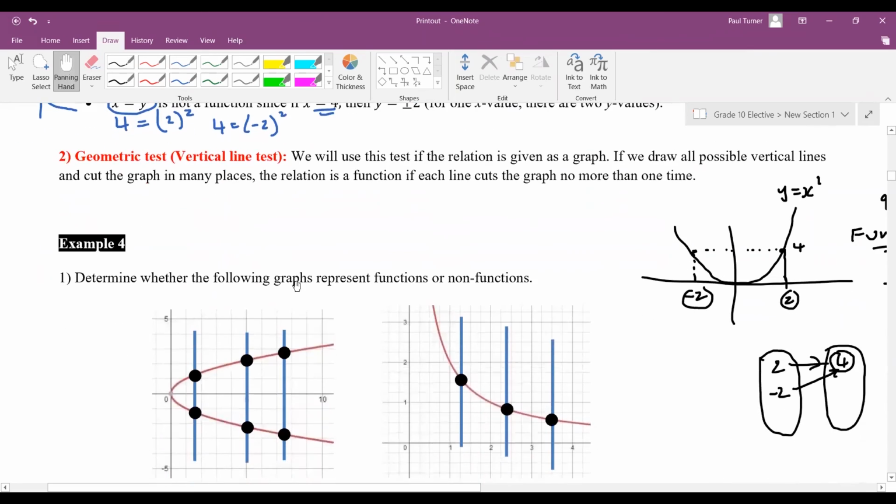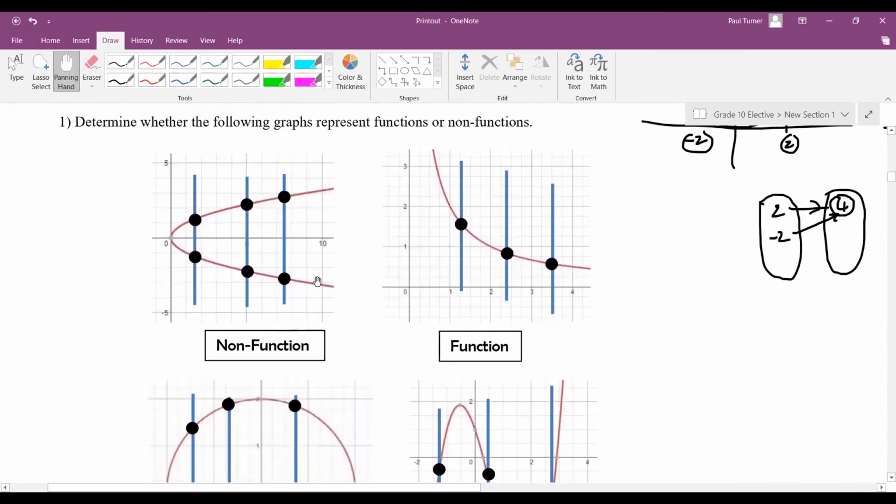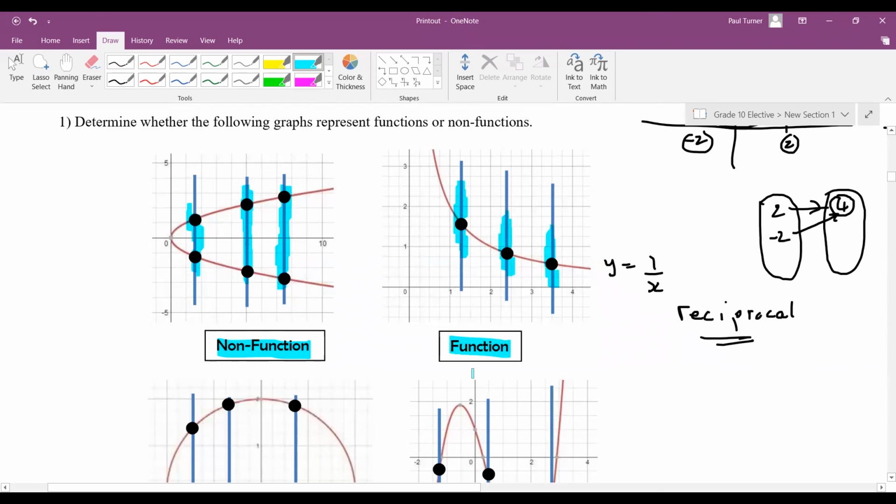So this is the vertical line test. Let's look at this quickly. We only have 5 minutes left and we'll continue Wednesday, right? So this is your parabola on the side. When we cut your graph, we will see we intersect twice. So that means that this graph here is not a function, non-function, okay? This graph here is actually an exponential. It could actually be y equals 1 on x, a reciprocal graph. I didn't include that one previously, but reciprocal graph, we'll do that later. But again, you see, you only intersect once, which means it's a function. So this is a function, but this one is not.